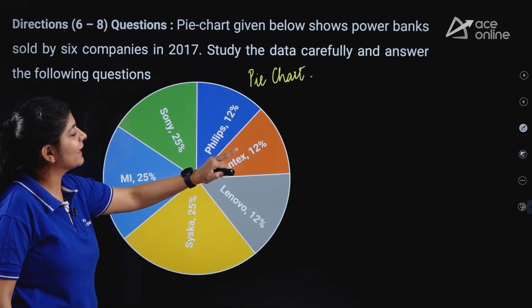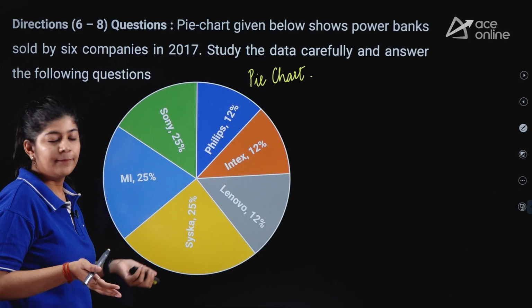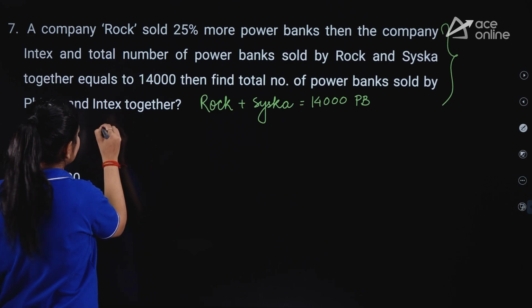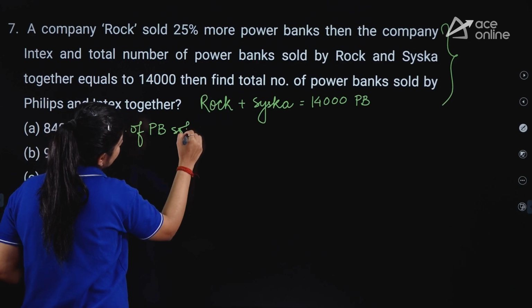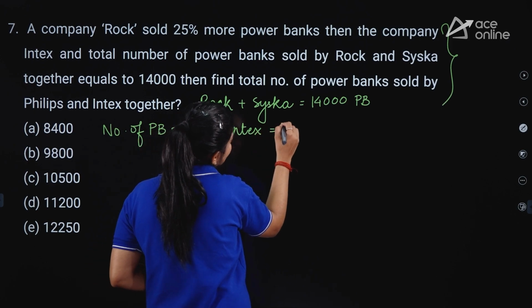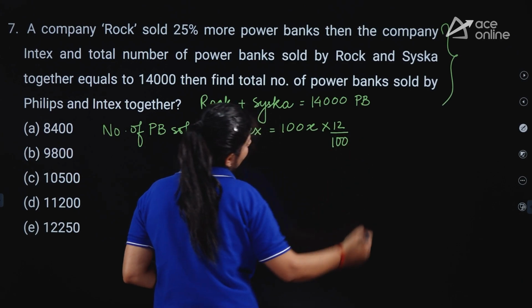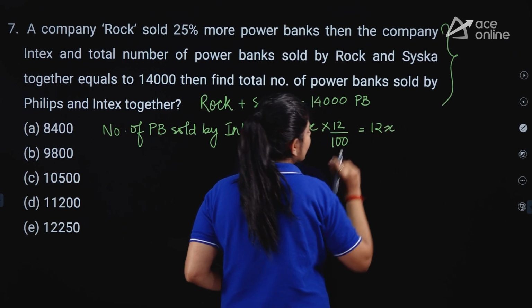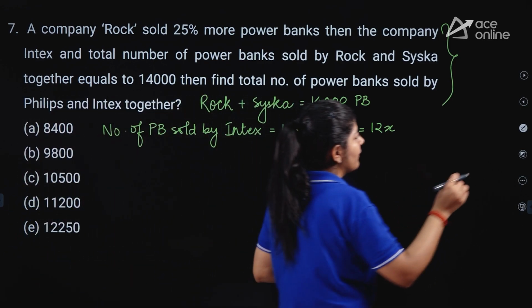And here we know that Intex sold 12% of the total sold power banks. So first we calculate the number of power banks sold by Intex. The number of power banks sold by Intex is 12% of 100x. So here we are basically getting 12x. Here the value of x is not defined yet, so we are putting all the values in terms of x only.